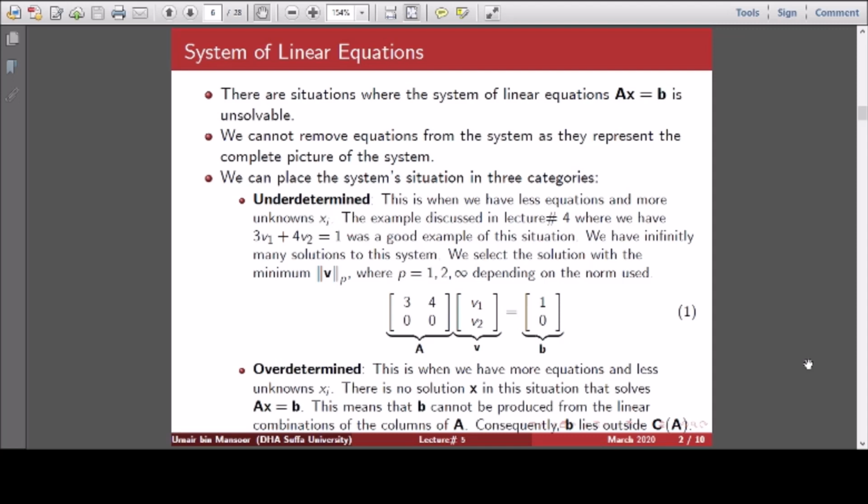When we say that we have a solution, it means that a single vector X solves the system. So when I say that there is no solution to the overdetermined case, that means I cannot produce the same B that is on the right hand side. That means B is not in the column space of A. We are going to see that shortly.